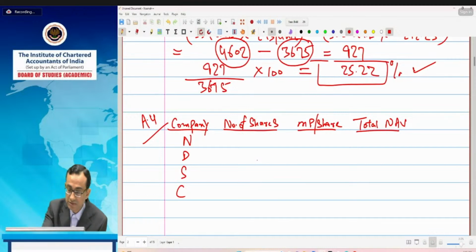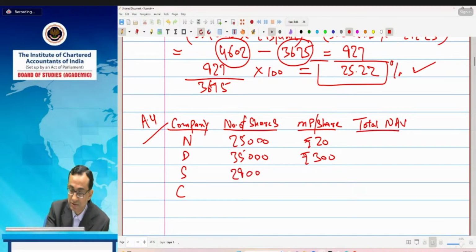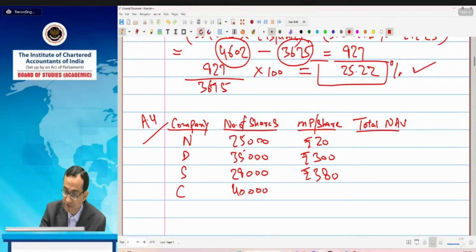Number of shares 25,000. Market price per share rupees 20. In case of Dakar, 35,000 shares have been invested. Market price per share rupees 300. In Senegal, 29,000 shares have been invested. Market price per share rupees 380. And in Cairo Limited, 40,000 shares are invested, and the market price per share is rupees 500.